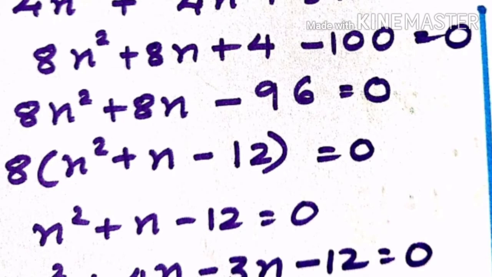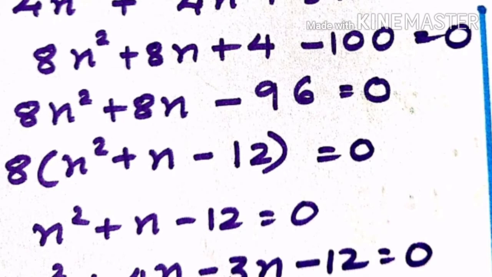Now students, you have to factorize this. We have already learned the factor method of solving quadratic equations. So now n square plus n minus 12 is equal to 0 is our standard form of quadratic equation, and we have to think of factorization of 12. We have to think of the factors of 12 to get plus n as a middle term, so that n square plus 4n minus 3n minus 12 is equal to 0. Here I took plus 4 and minus 3 to get my middle term.